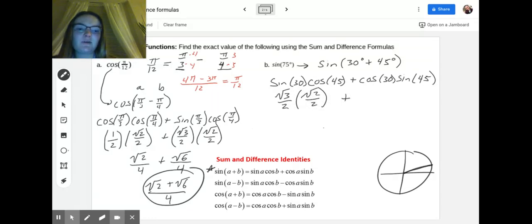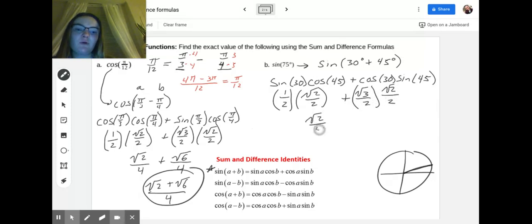Plus sine of 30. I messed it up, I'm sorry, y'all. Sorry, I'm looking at the height here. Sine of 30 is a half. All right. Cosine of 30 is radical 3 over 2. And sine of 45 is the same thing, radical 2 over 2. So what I get is radical 2 over 4 plus radical 6 over 4.